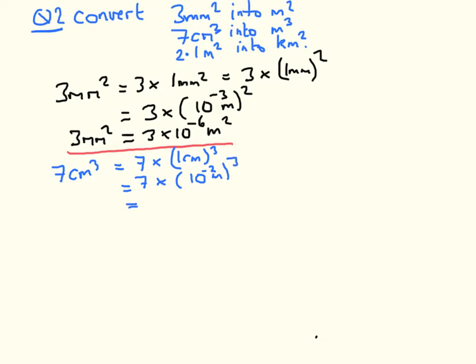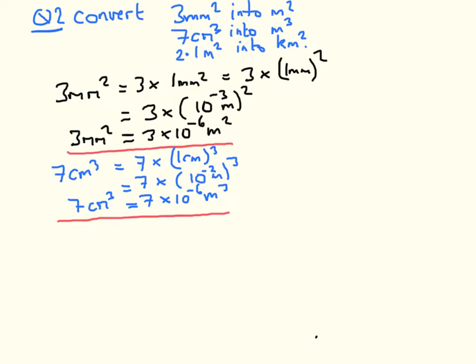So this is 7 times, and now we cube everything in the brackets. 10 to the minus 2 cubed, it's minus 2 times 3, so that's 10 to the minus 6, and the units meters are cubed, and we get meters cubed. So 7 centimeters cubed, 7 cubic centimeters, is 7 times 10 to the minus 6 cubic meters. And the third question is to convert this into square kilometers.